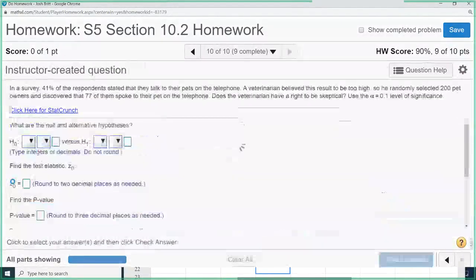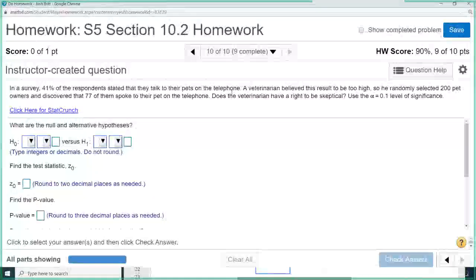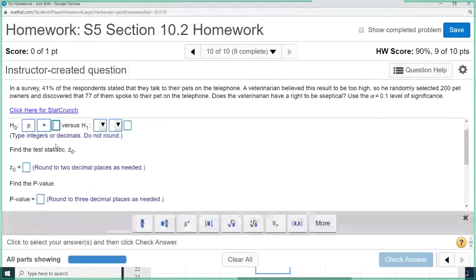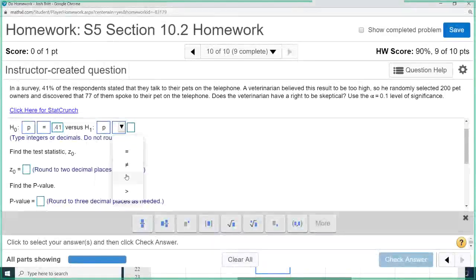Okay. So 41% of respondents stated they talk to their pets on the telephone. A veterinarian believed this result to be too high. So if he thinks that it's too high, then he believes it's less than. So the proportion who talk to their pets back when is 41%. The veterinarian believes this is too high, so he thinks it's less than.